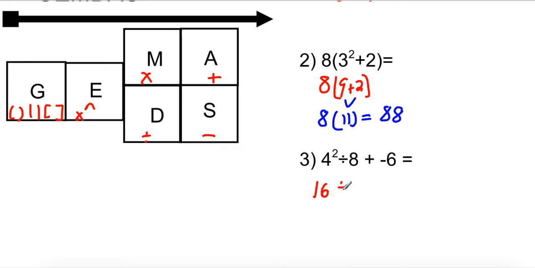I'm going to bring everything else down, divided by 8, plus negative 6. Now I need to solve division next, because that takes priority over addition. So 16 divided by 8 will give me 2, and I bring everything else down, plus negative 6. And once I find the solution to this, it's clear that it's just negative 4.